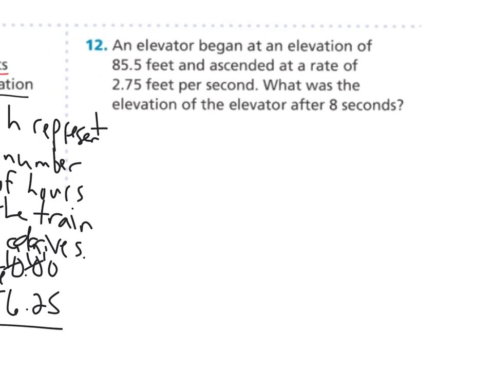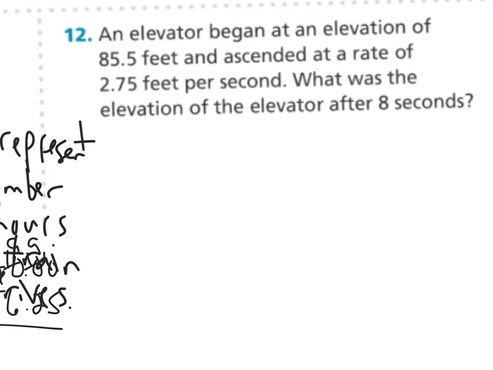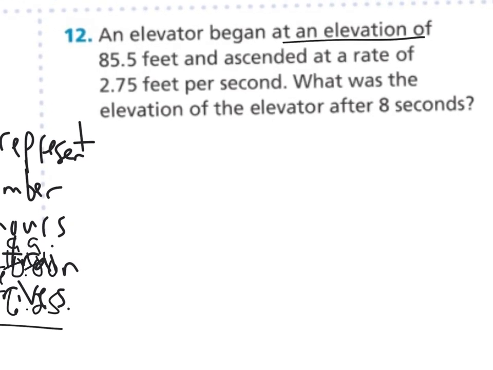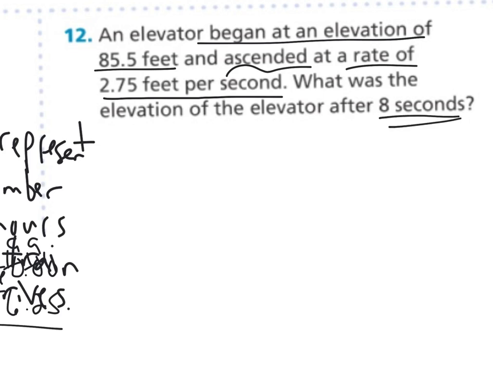Number 12, an elevator began at an elevation of 85.5 feet and ascended at a rate of 2.75 feet per second. What was the elevation after 8 seconds? Again, they didn't ask for an expression, but not a bad practice. We're starting at 85.5 feet. Ascended means went up. Okay, Jesus ascended into heaven. 2.75 feet per second. So again, they're going up, so their elevation is going to increase. Means we're going to add this. So 2.75 feet per second times however many seconds.